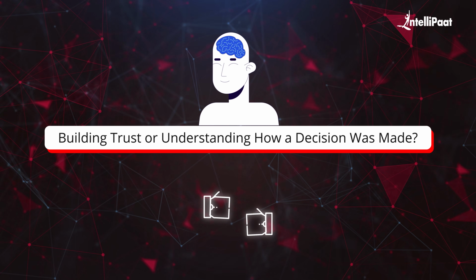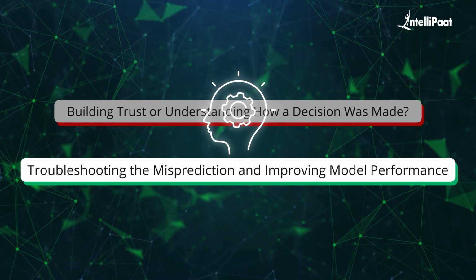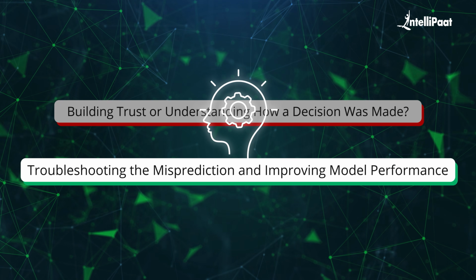So you see, overall Explainable AI is not just about building trust or understanding how a decision was made, but it is about troubleshooting mispredictions and improving the model's performance.